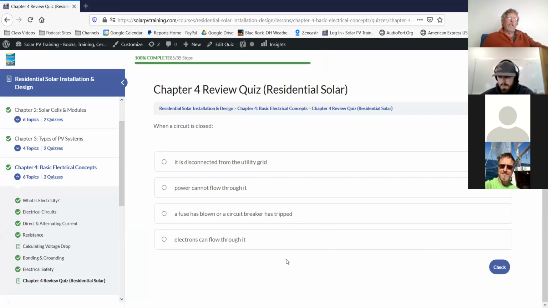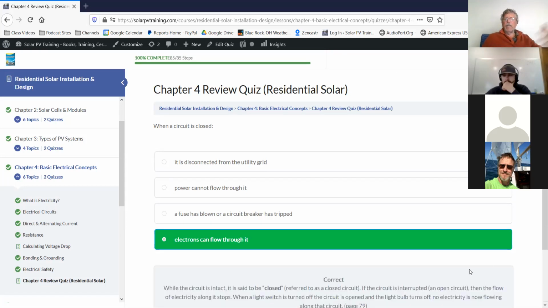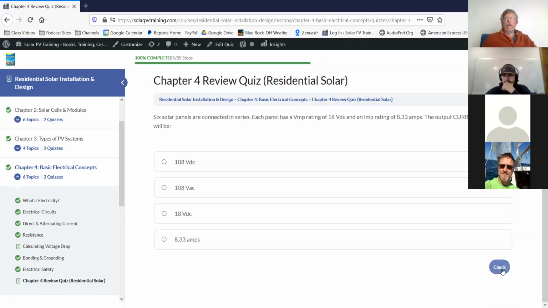When a circuit is closed, what are we talking about with a closed circuit? It allows energy to flow through it. So a light switch that's turned on is a closed circuit. A light switch that's turned off is an open circuit. So by closing the circuit, the electrons can flow through it. You can think about it like a gate in a fence line. If you open it, you've broken the continuity of that circuit.